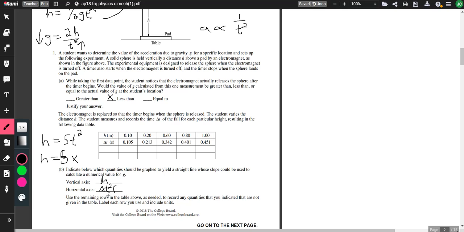I think they're going to want us to include the units. Yeah, label each row, include the units. This is going to be second squared. This is going to be meters. I don't think I need to alter h, so I'm just going to put it here. Delta t squared. My writing's really bad. So now I have to actually do the math for all this.